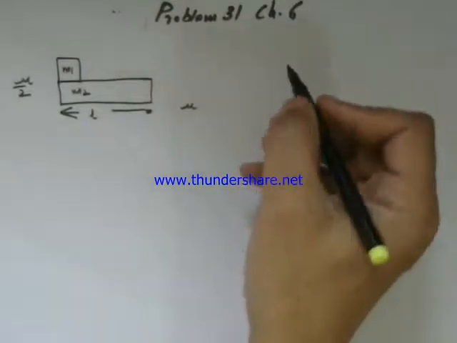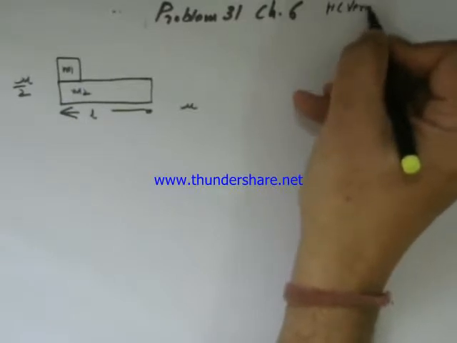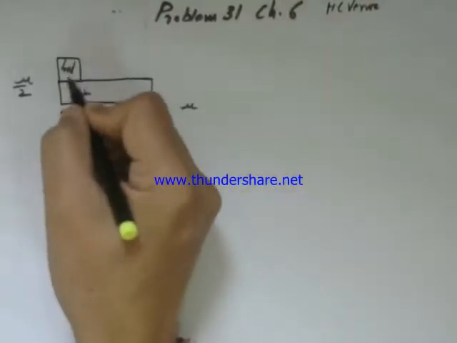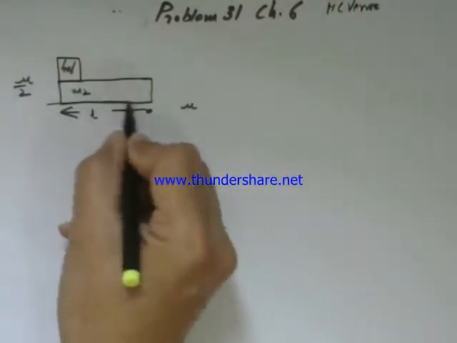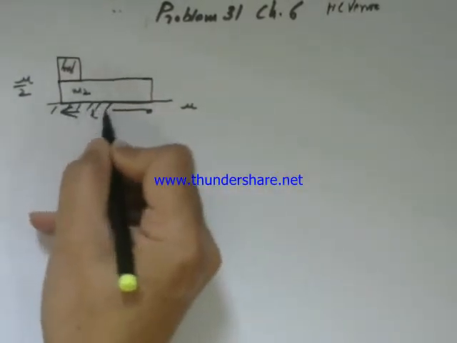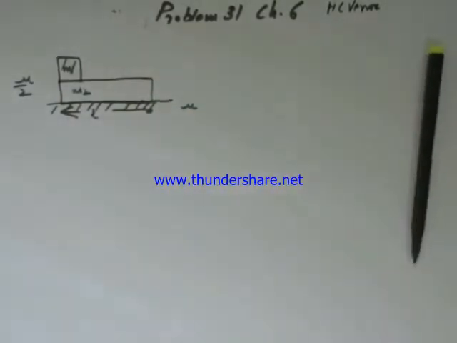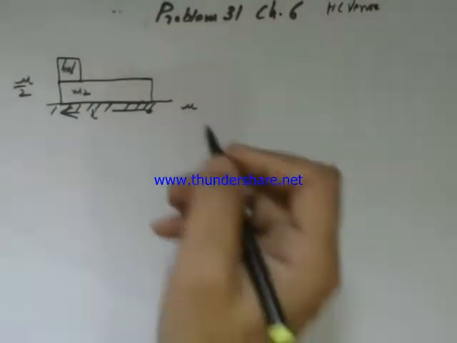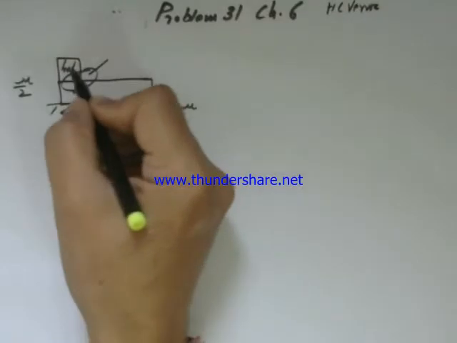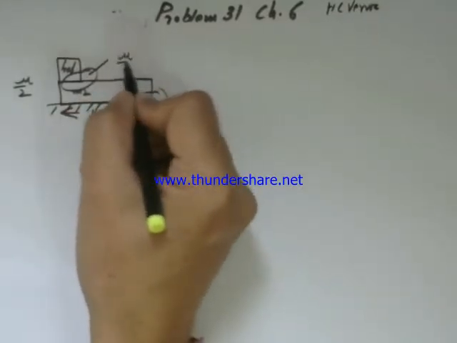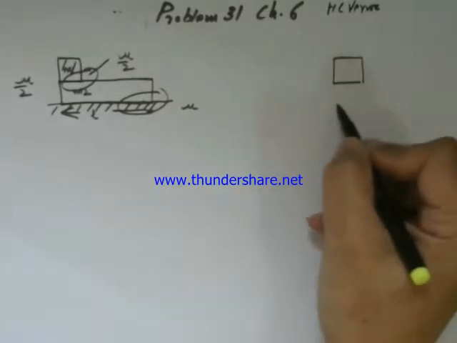We will solve problem 31, chapter 6 of HC Verma. In this problem, we have two masses, one kept on the other, and the combination is placed on a rough surface. The frictional coefficient between the surface and m2 is mu, and the frictional coefficient between m1 and m2 is mu upon 2. Now let me separate them and draw a free body diagram.